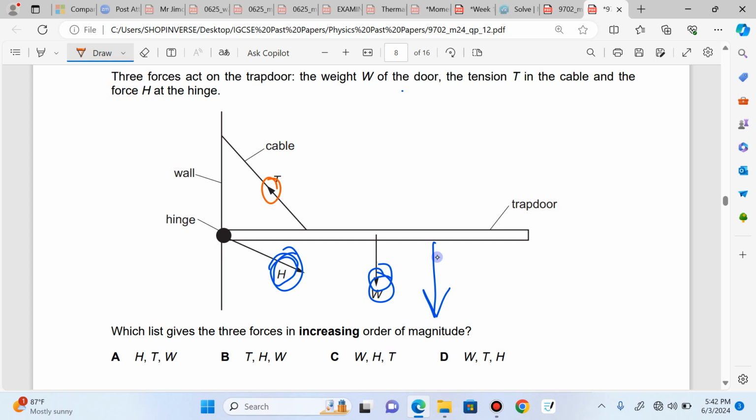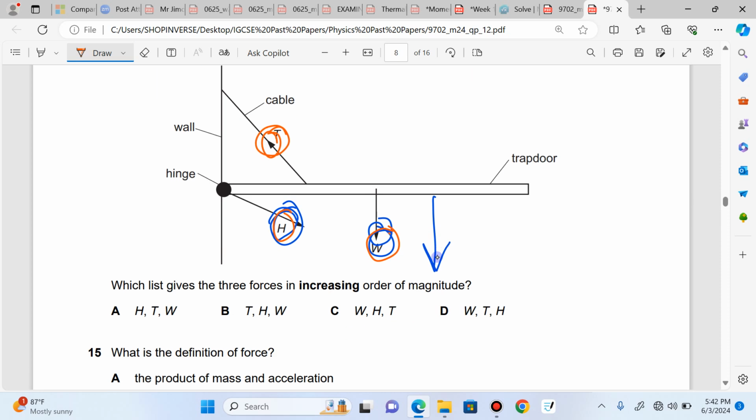Yes, because if you add the vertical components of H and W, it should give you the vertical component of T. So automatically, T must be the highest. Okay, in increasing order, T must be at the rightmost end. So in fact, you can already see this is the only option where T is at the rightmost end. This should be the correct answer.